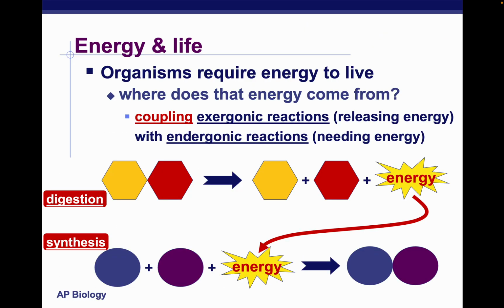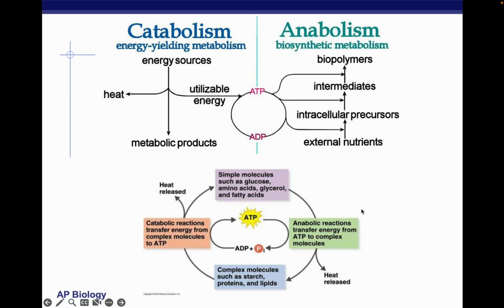So energy and life: organisms require energy to live, and where does that energy come from? That's mainly from coupling exergonic reactions with endergonic reactions, which need energy. So now we're going to talk about catabolism and anabolism. We'll go more into specific processes, like photosynthesis and cellular respiration, in the next few slides. But over here is just a simple diagram.